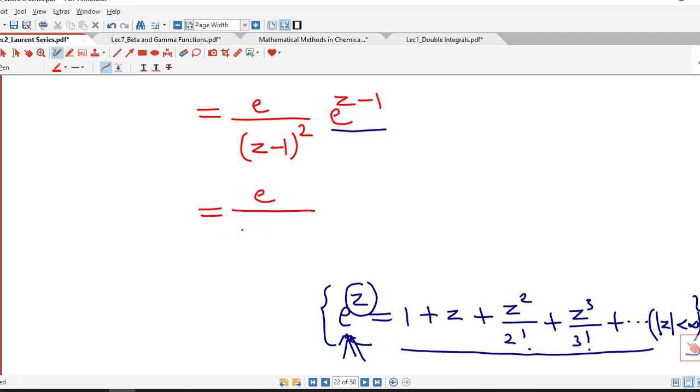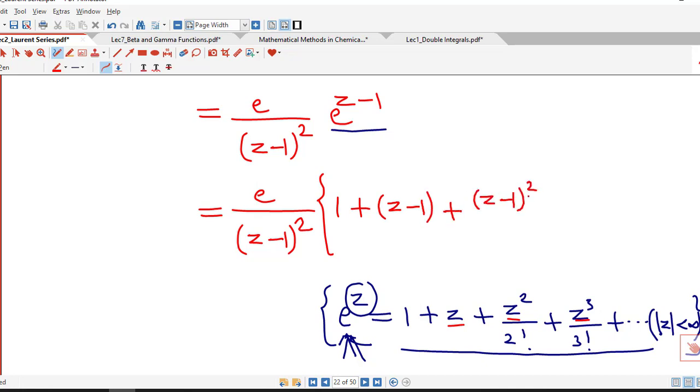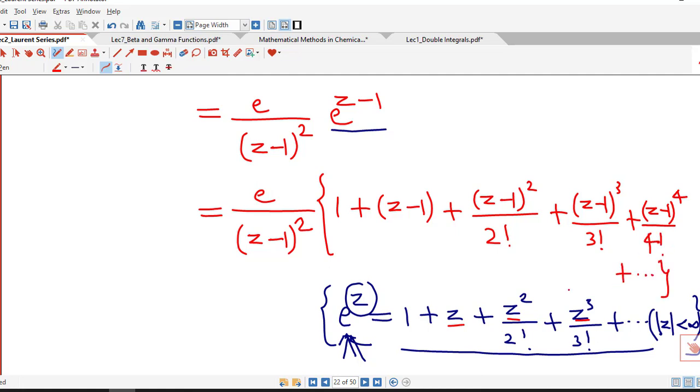So this 2 as it is, e divided by (z minus 1) whole square, and now we replace z by z minus 1 in this series. So we have 1 plus (z minus 1) plus (z minus 1) whole square divided by 2 factorial plus (z minus 1) whole cube divided by 3 factorial. If we wish, we can write one more step. Next step will be (z minus 1) raised to 4 divided by 4 factorial.